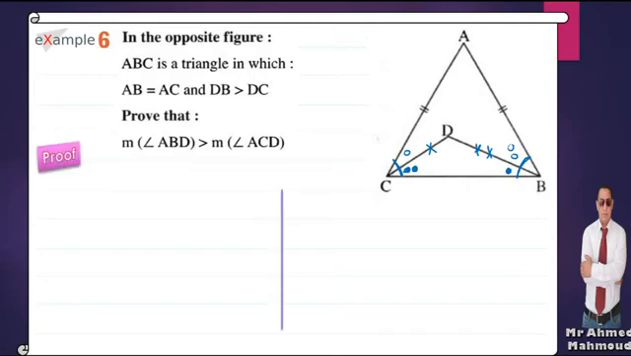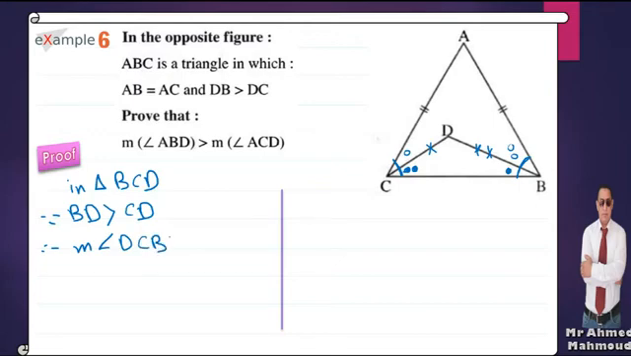First, in triangle BCD, since BD is greater than CD, therefore the measure of angle DCB is greater than the measure of angle DBC. Okay, and this relation I will call 1.